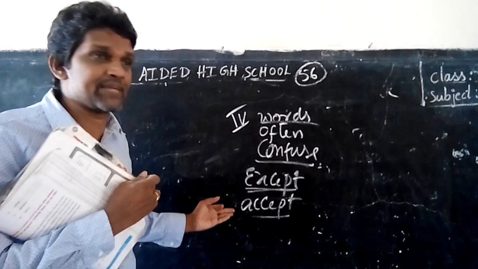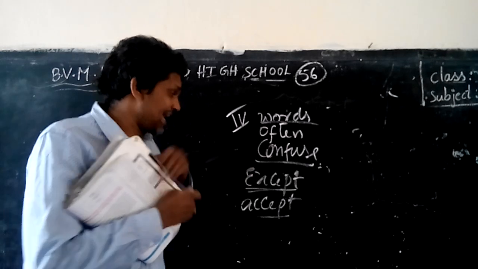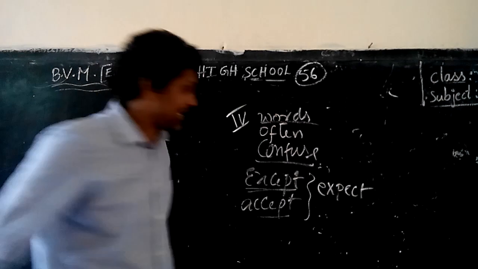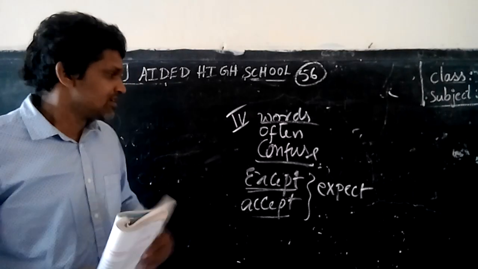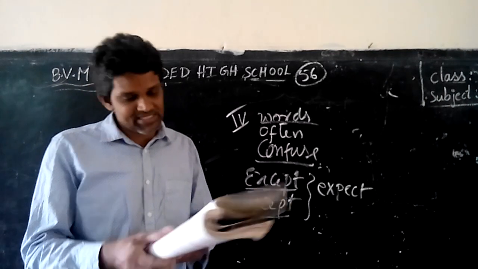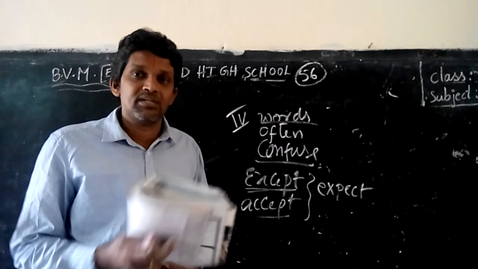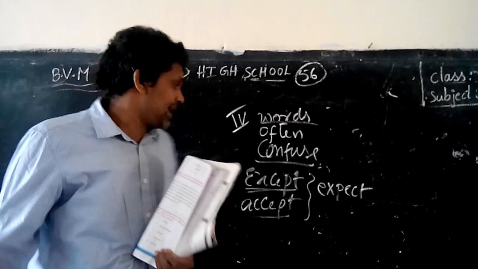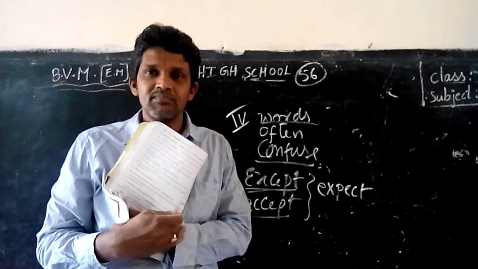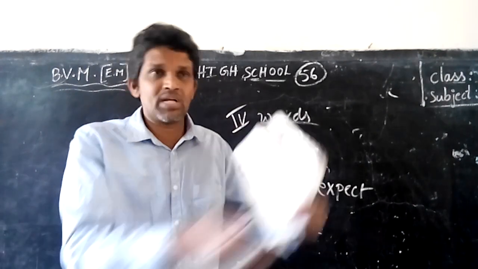Accept, except. What is the meaning of except? Expect, expect. That is also a word. Expect is also there in English. So what is except? The meaning of except is given in the textbook. Except means excluding, apart from, excluding. Except Ramesh, the remaining students can leave the classroom. Except the English students, the math students can leave the class.